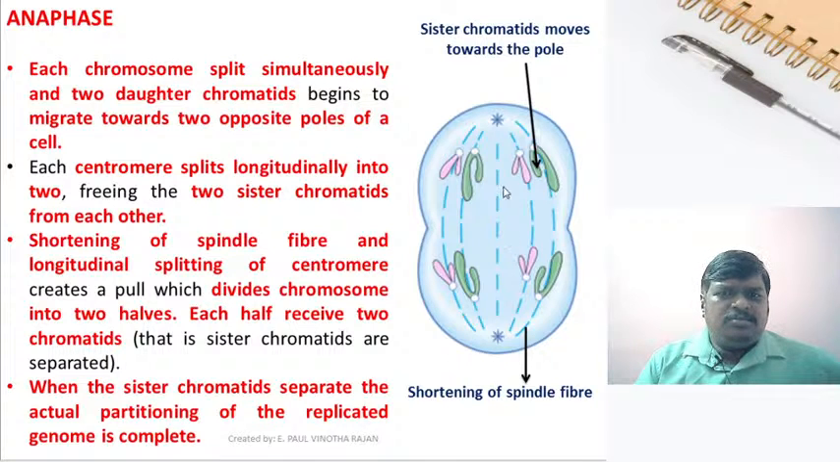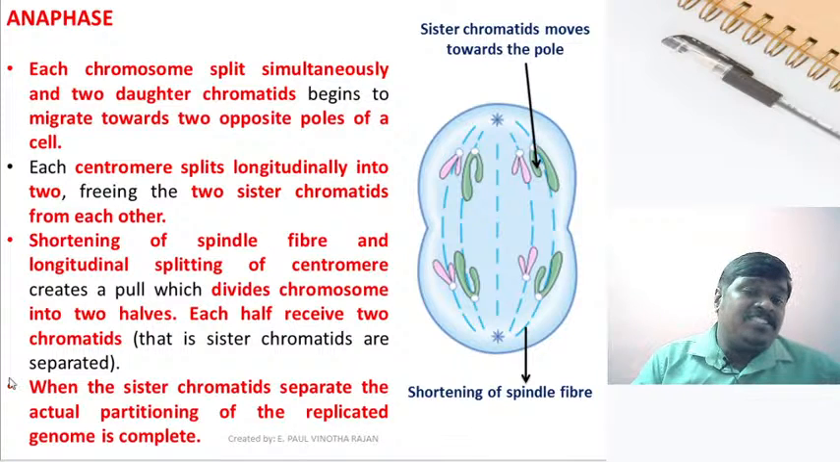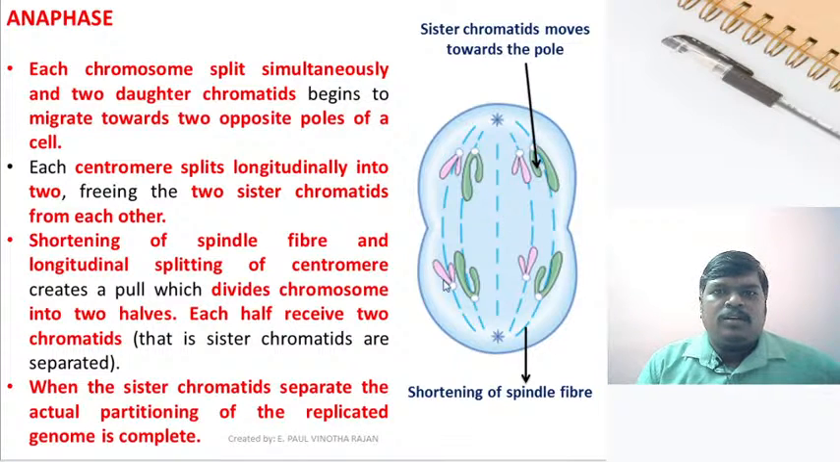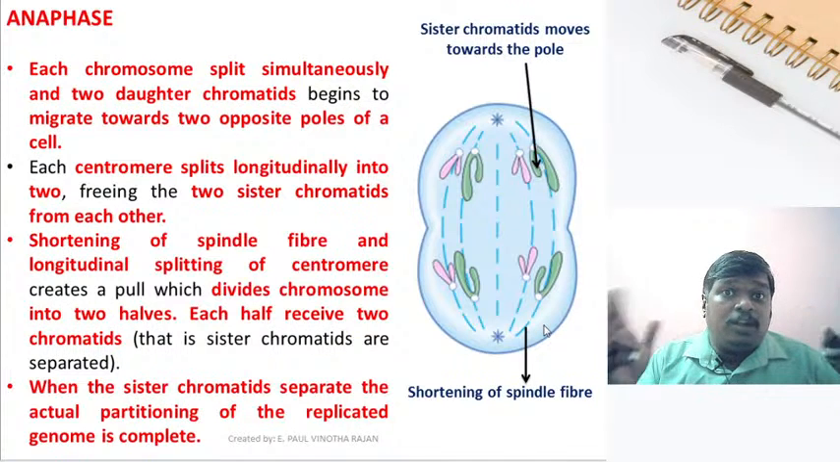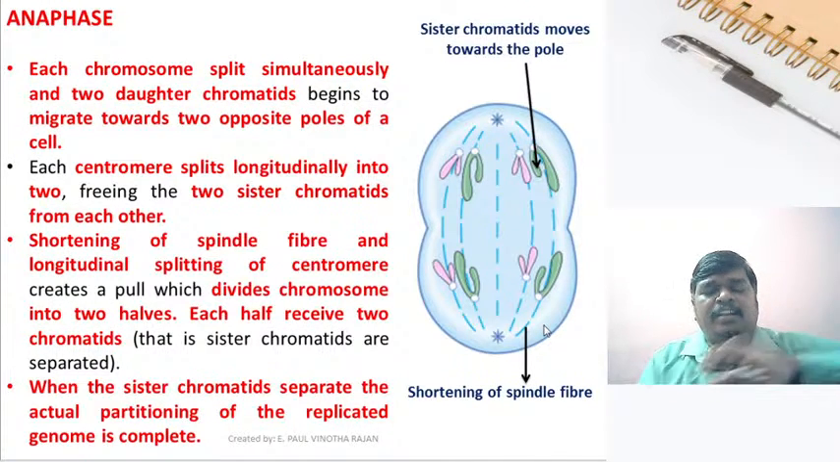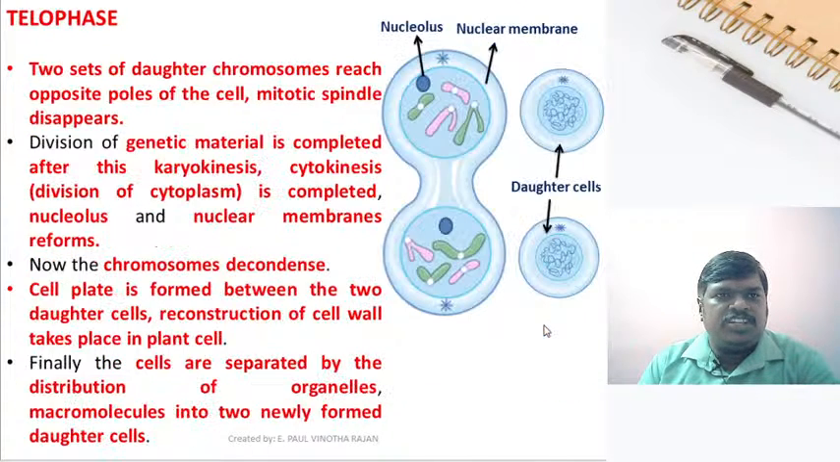Here, an equal amount of genome is distributed. What is a genome? The complete set of genes. Before separation, it gets replicated, so it will be in two copies. When they separate, it divides equally. This is what is happening during the anaphase stage.